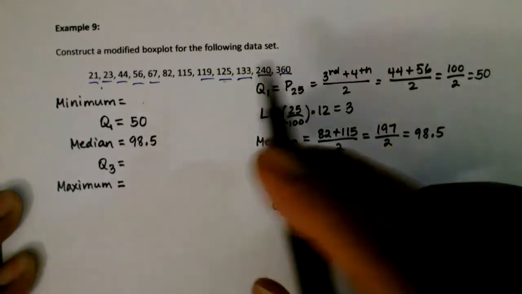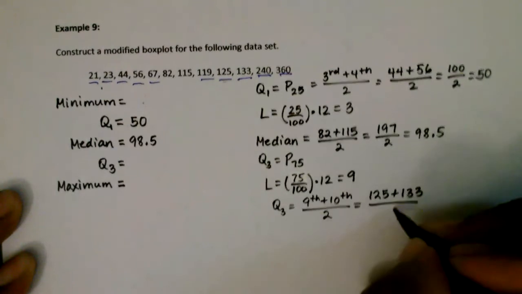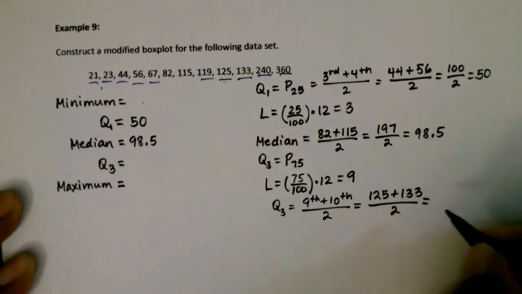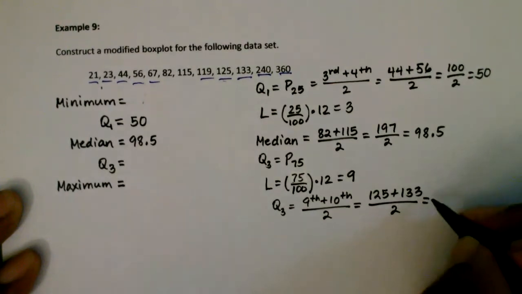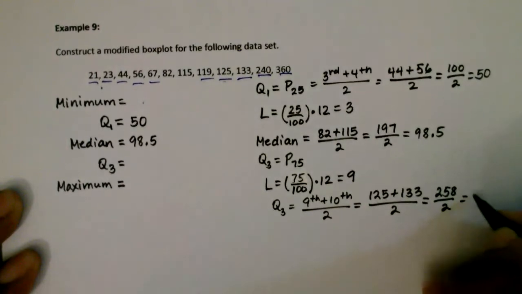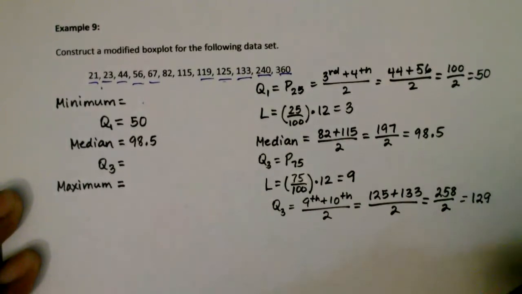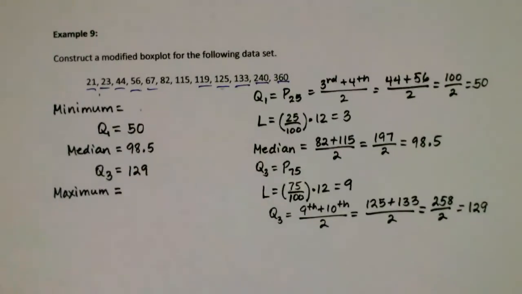And the next number, which is the 10th number, that's 133. Let's see, 125 plus 133 is 258. 258 divided by 2 is 129. So that's Q3, 129.